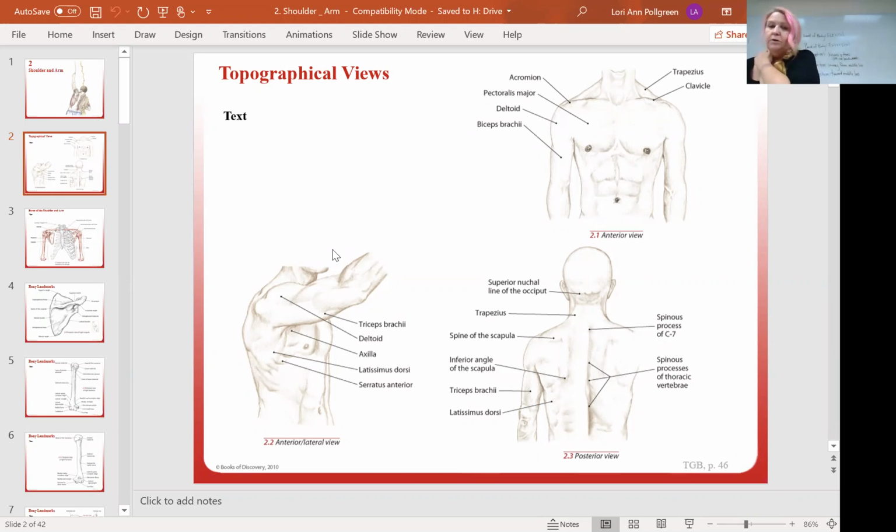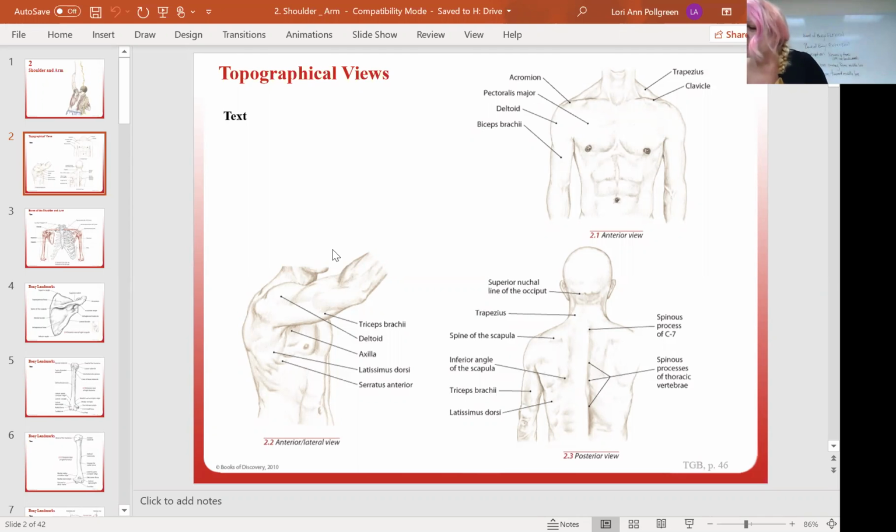You can see how the trapezius is in that upper shoulder area. You can see the clavicle coming down and around. We're going to learn about the acromion. This gives you an idea of where the acromion is going to be located. The pecs, the deltoid, biceps brachii. And then you look at that anterior lateral view. You can see where triceps brachii fall.